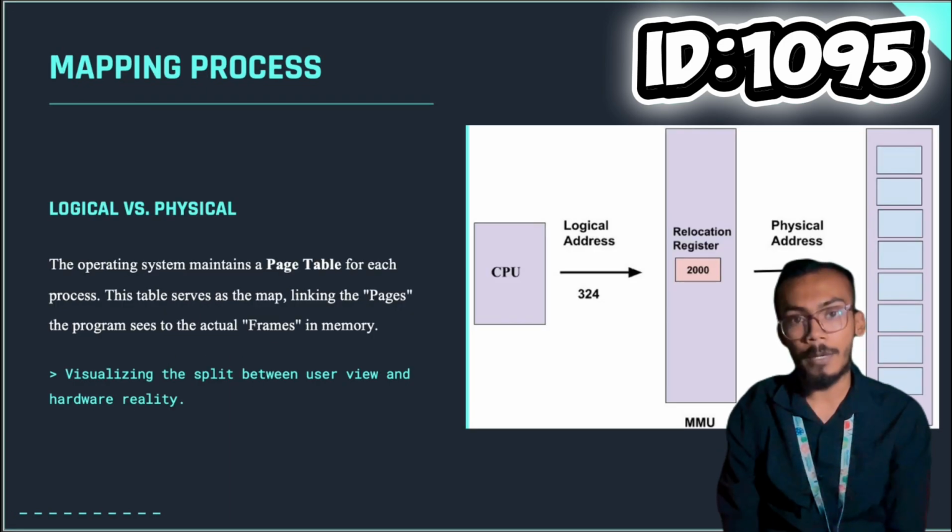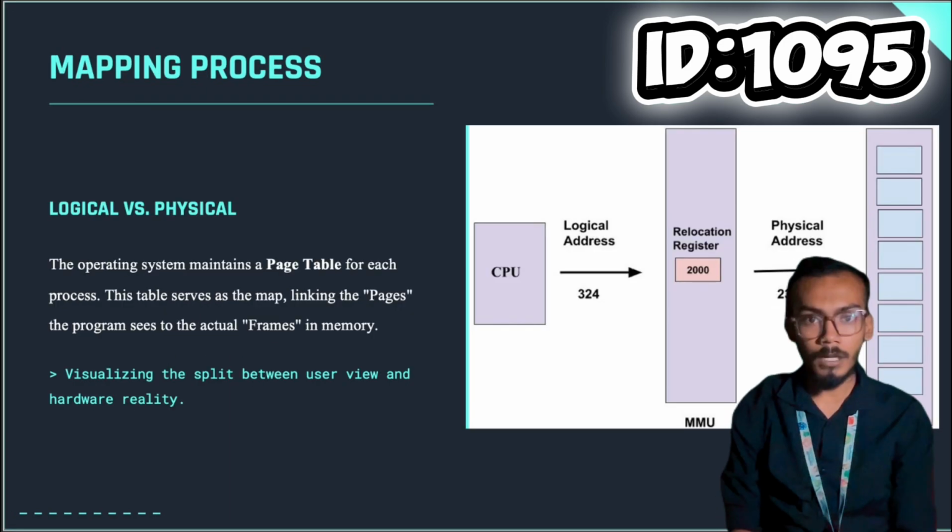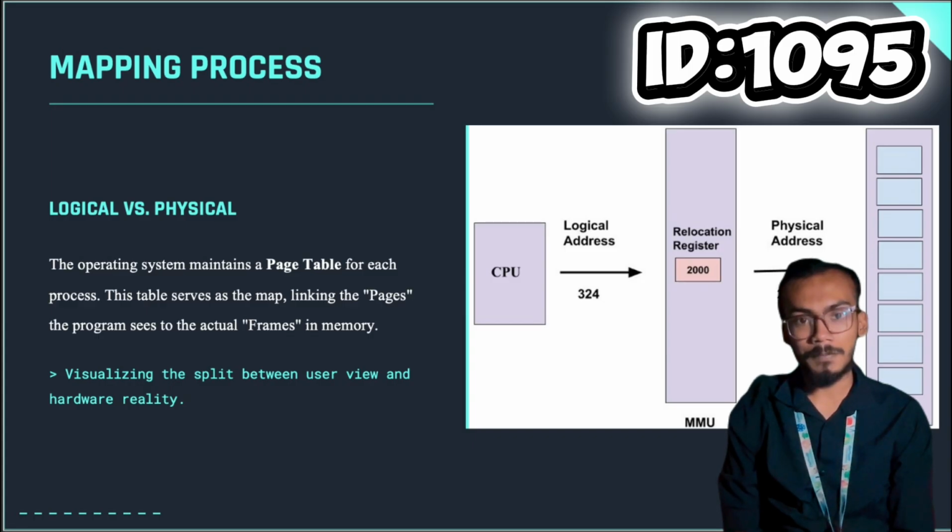Now I am talking about the mapping process. Logical versus physical. The operating system maintains a page table for each process. This table serves as the map linking the pages the program sees to the actual frames in memory, visualizing the split between user view and hardware reality.